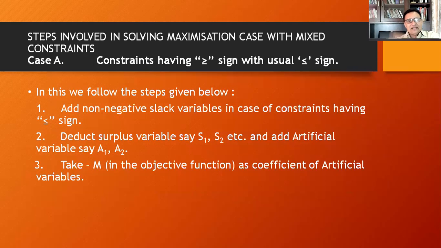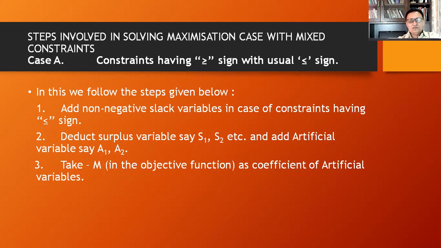First of all, we have a linear programming problem where the objective function is in linear format. Constraints are in linear format too, but some constraints are greater than or equal to type and some are less than or equal to type. First, we identify the constraints of less than or equal to type and add non-negative slack variables, as we were doing earlier. Secondly, if there are constraints of greater than or equal to type, we deduct surplus variables.